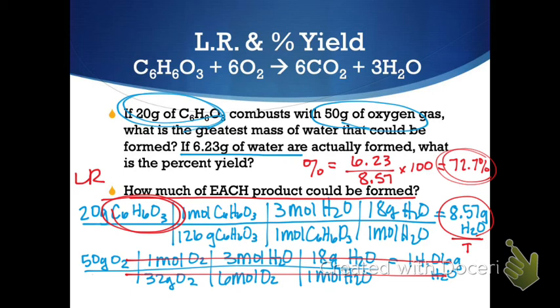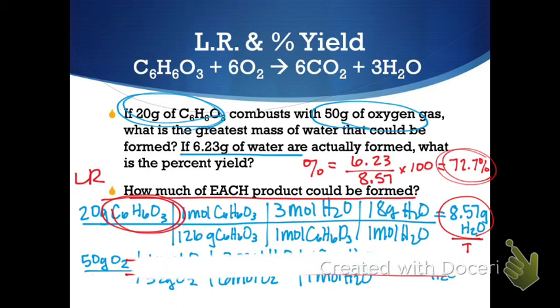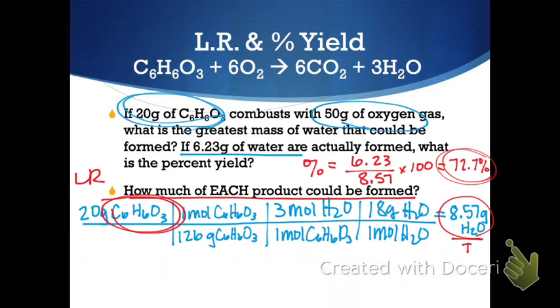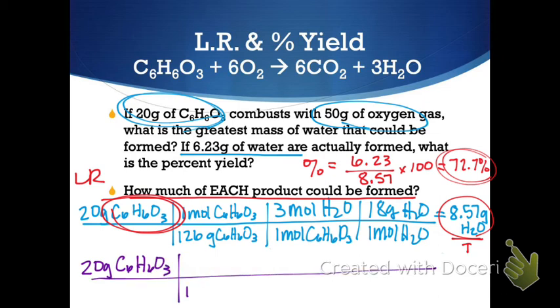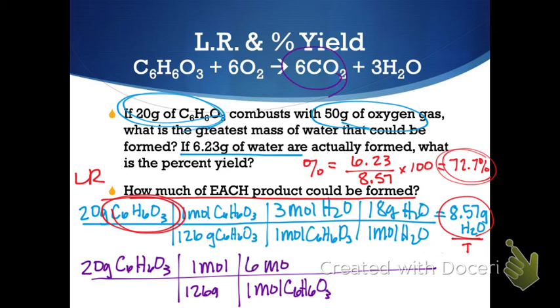So I do 1 more chart. I'm going to make myself some room here. I'm going to do 1 more chart and go from my limiting reactant, 20 grams of C6H6O3, and I'm going to go to my second product. So I've already got my molar mass calculated there. 1 mole of it, 1 mole from our balanced reaction. Oops, it's O3. And then CO2 has a 6 there. And then 1 mole of CO2 weighs 44 grams.